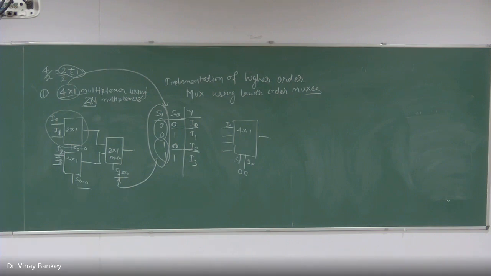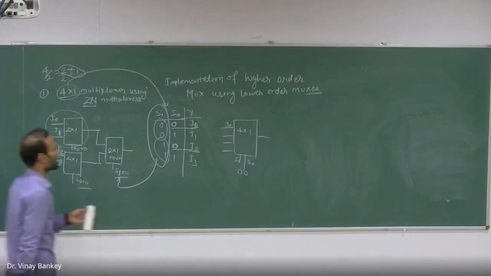So the next question is implement 8 cross 1 multiplexer using 2 cross 1 multiplexer. So I need answers from you, how many 2 cross 1 multiplexers will be required? 7. Yes, we saw that using that tree. And it is easy also. 7. Okay, so quickly reply to me.